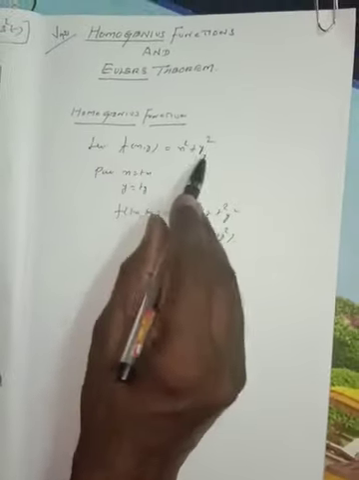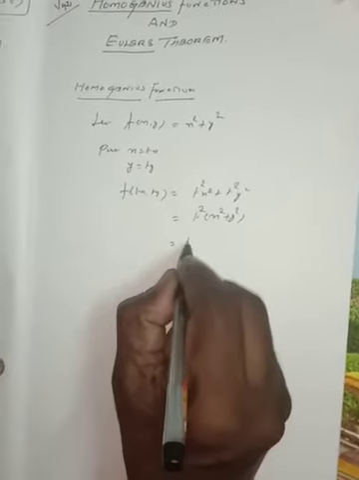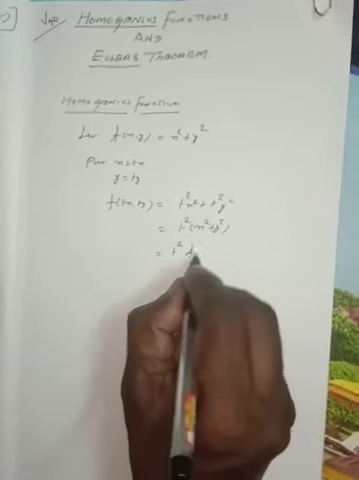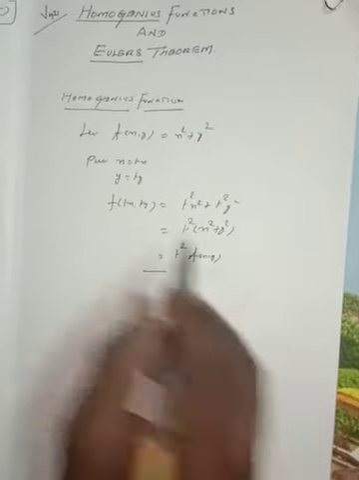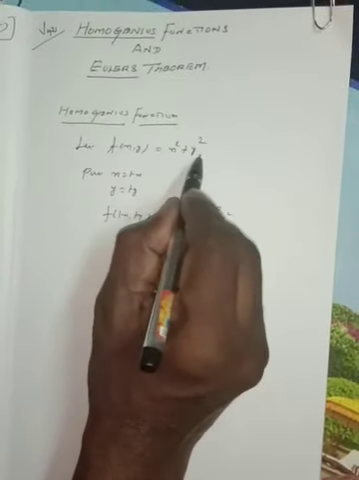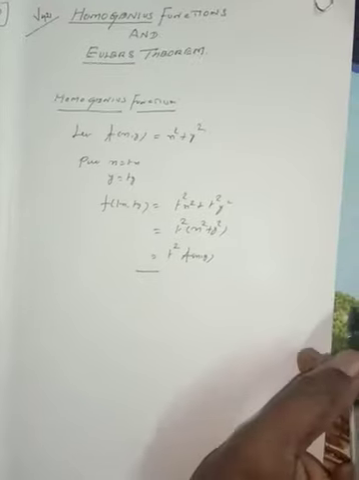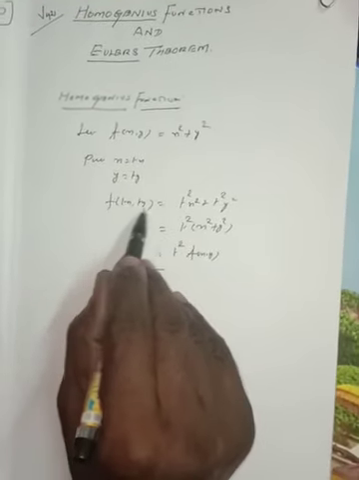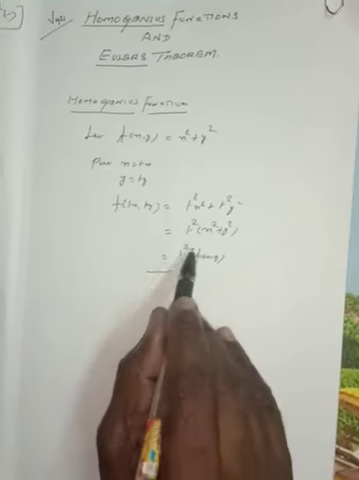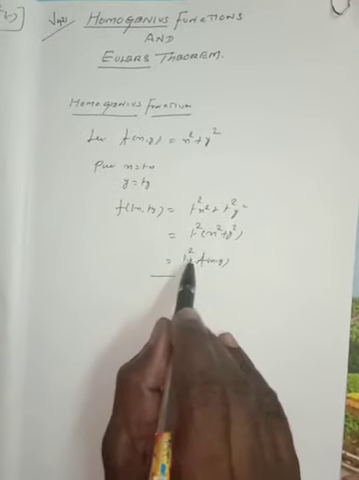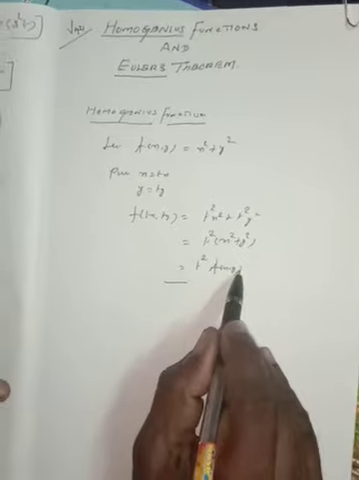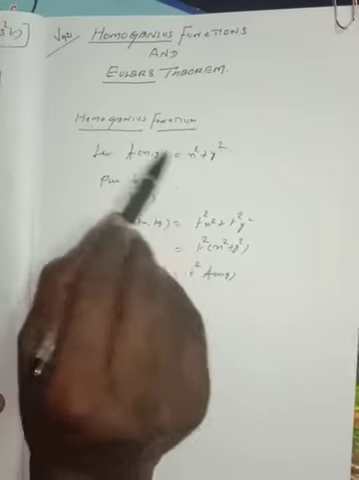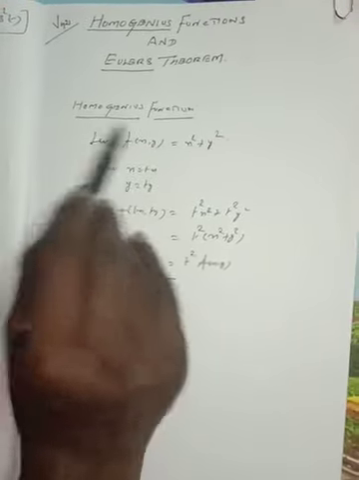F of x y is x square plus y square. So it is t square into f of x y. This is a homogeneous function: f of x y equal to x square plus y square is a homogeneous function. Put x equal to tx, y equal to ty. If we get some t power n or p times the given function, we call the function a homogeneous function.